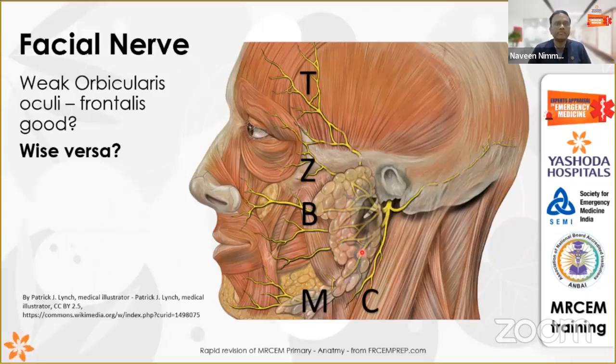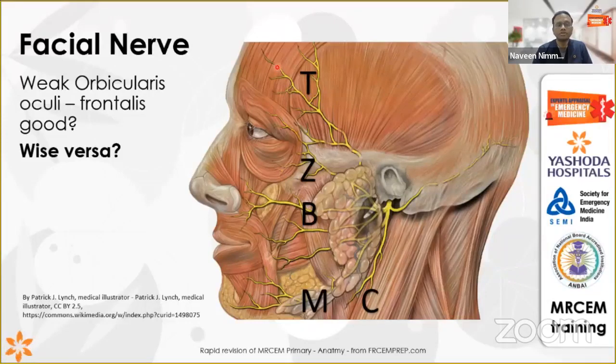There are multiple branches here: temporal, zygomatic, buccal, mandibular, and cervical. These are the five branches of the facial nerve. So if orbicularis oculi is bad but frontalis is good, it means temporal is not affected, so the answer will be zygomatic. Similarly, vice versa: if they say frontalis is affected, frowning is affected, but they're able to close the eyes properly, that means zygomatic is good and temporal is gone.